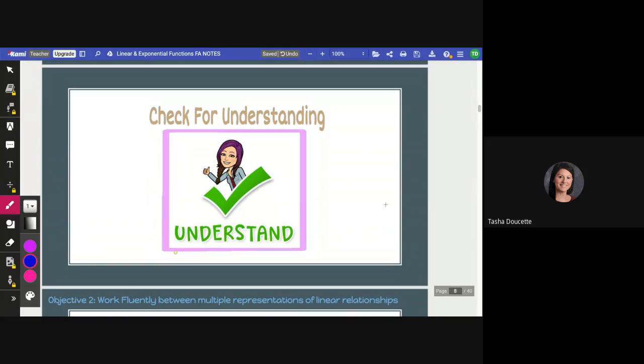All right. So that is the end of objective 1. You are going to click on this box and work on your check for understanding just to see how you're doing with finding slope.